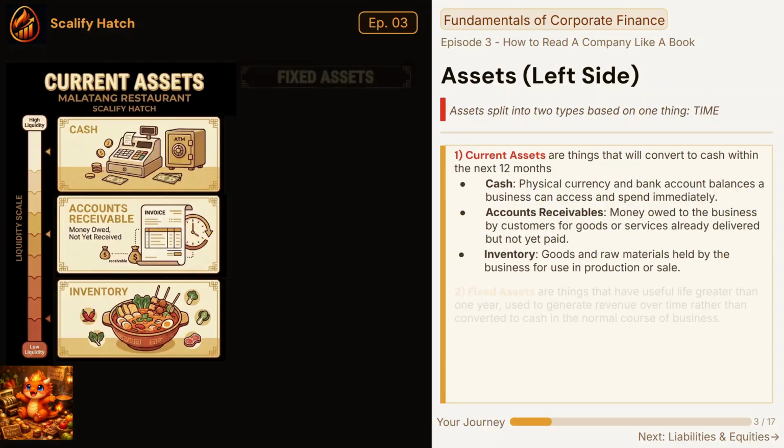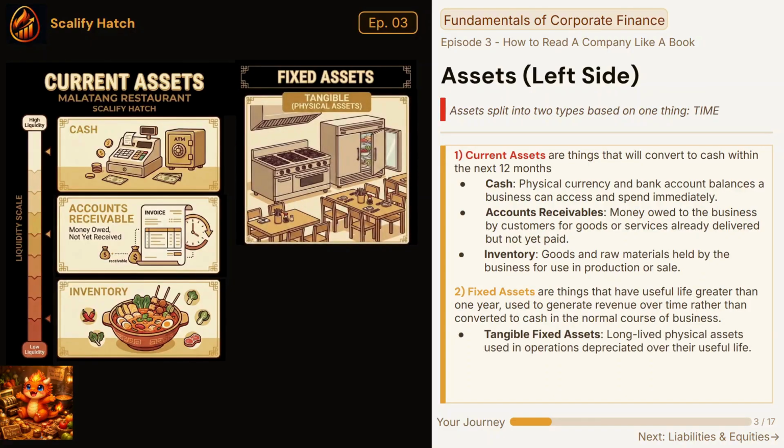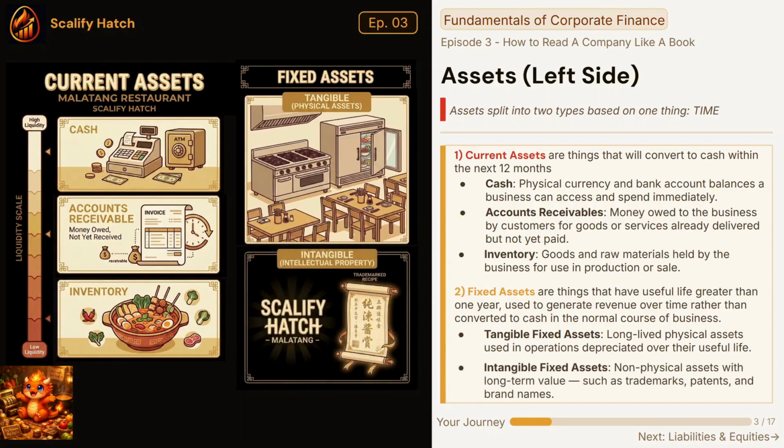Now let's go back to fixed assets. These are things that have a useful life greater than one year, used to generate revenue over time rather than be converted into cash in the normal course of business. And there are two different types of these, beginning with tangible fixed assets: physical things you can touch, Malatang stoves, refrigerators, tables, and chairs. These will serve the restaurant for years. And we also have intangible fixed assets, no physical existence, but real value. The Malatang brand name, a secret recipe we trademarked, a licensing agreement. We can't hold them, but they absolutely show up on the balance sheet. And this covers the entire left side of the equation.